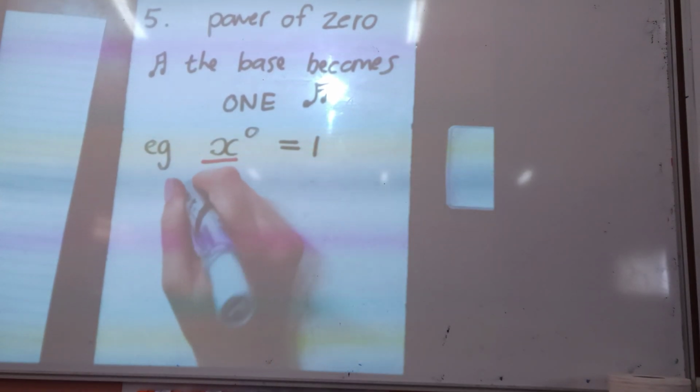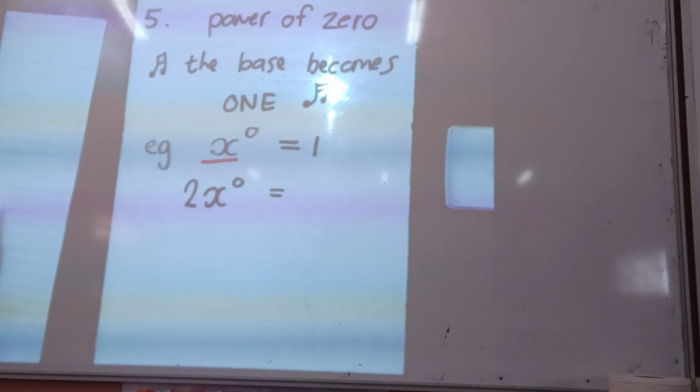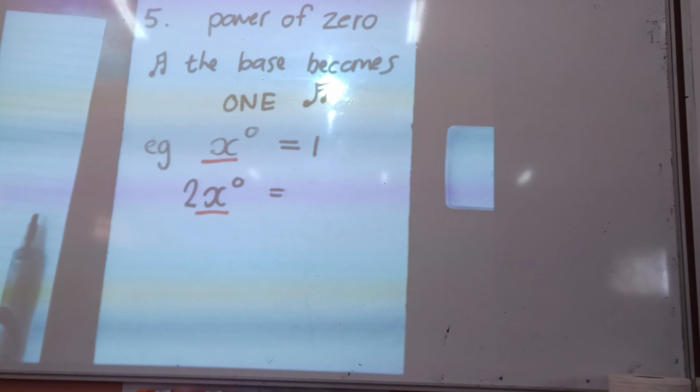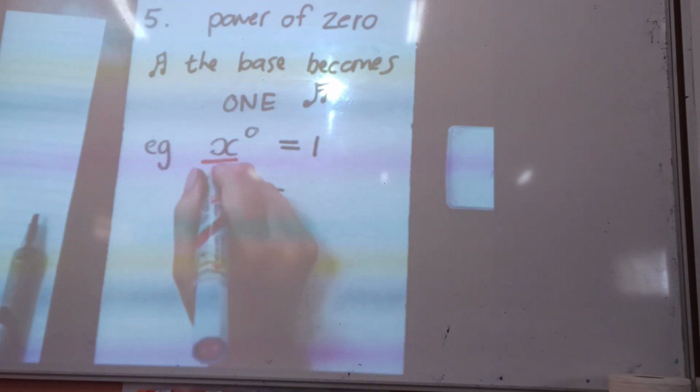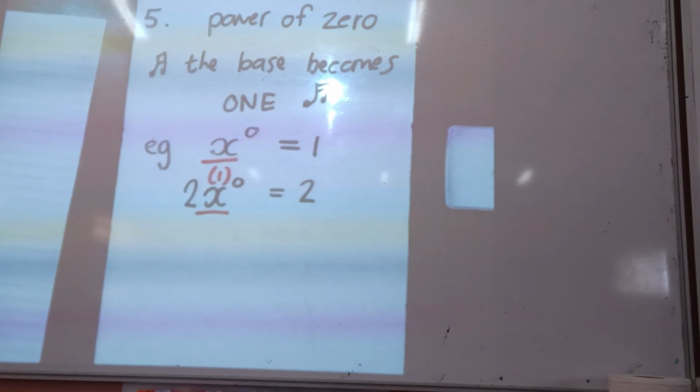Another example, what happens if I did this? Who does the 0 belong to? The x. So what must become 1? The x only. So this becomes 1. What's your answer? 2. Very good. 2 times 1, which is 2.